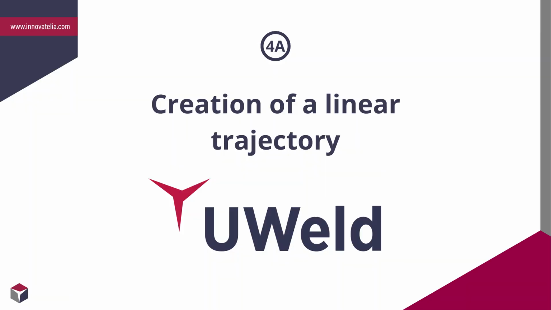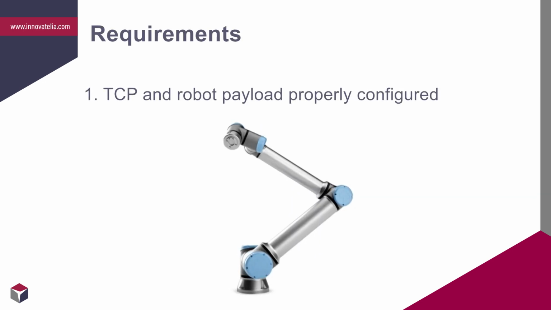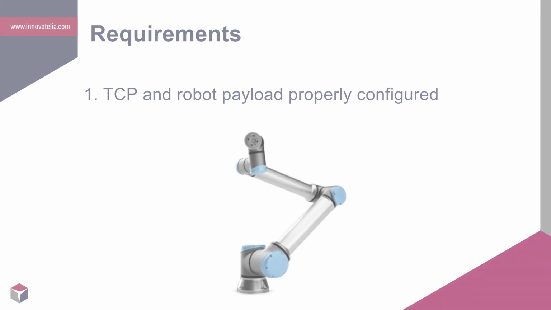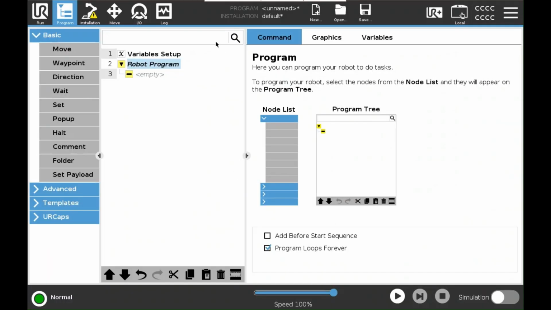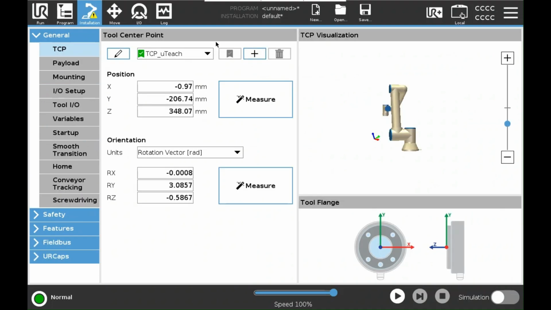Let's see how to create a linear welding trajectory in UWeld. We will need to ensure that the TCP and robot payload are properly configured. We will check that we are already connected to the welding power source.